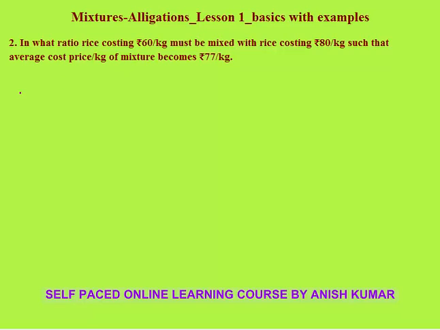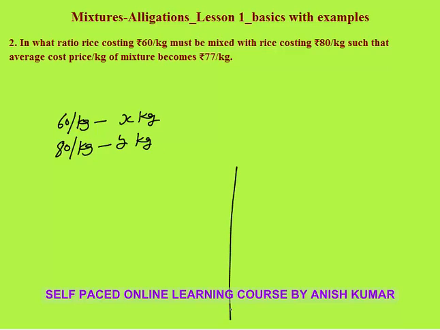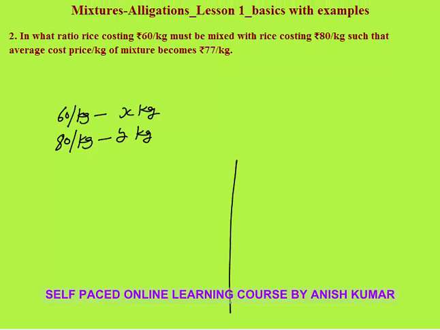We don't know how many kg of rice we have. Let's say at 60 per kg we have x kg rice and at 80 per kg we have, let's say, y kg rice. Again by making the average equation, x kg rice at 60 rupees per kg will be x into 60 rupees. The other kind of rice is 80 per kg, so y kg would be y into 80 rupees. That is the total cost of rice.